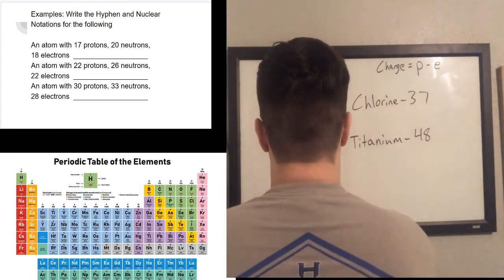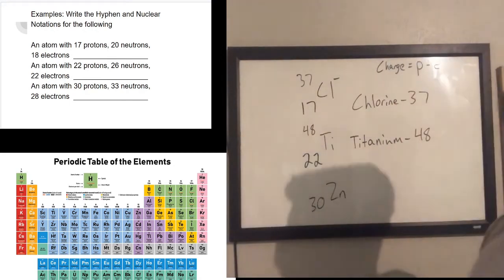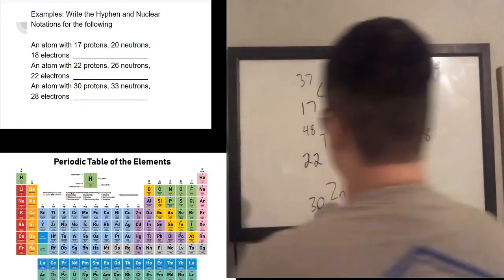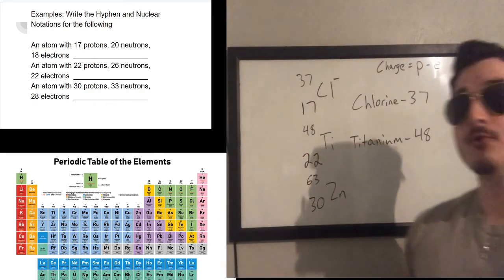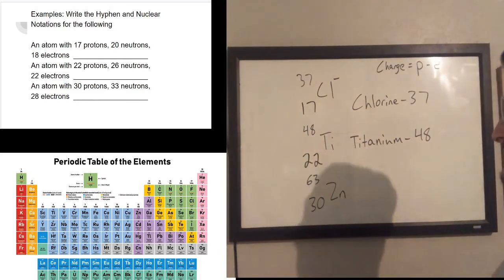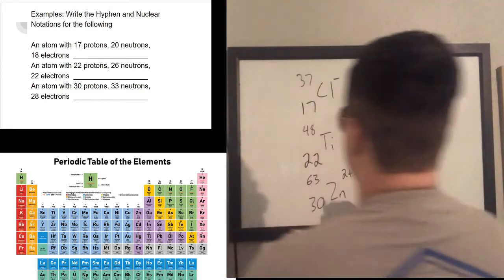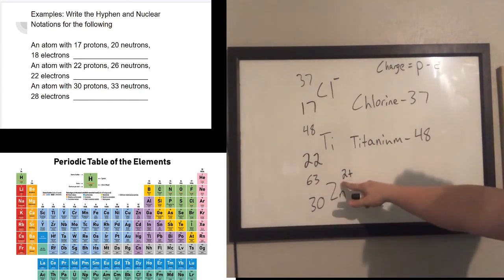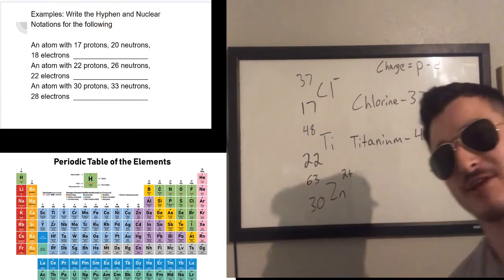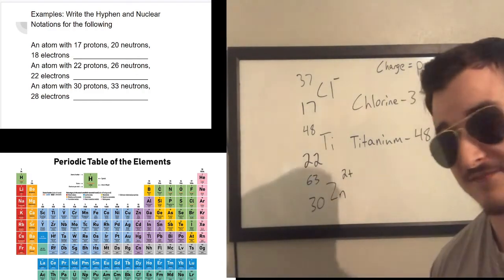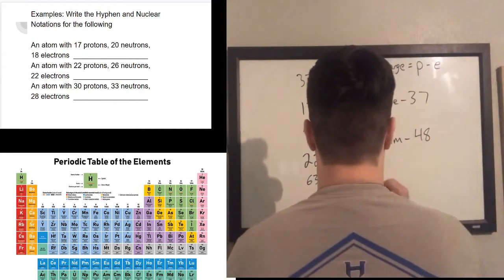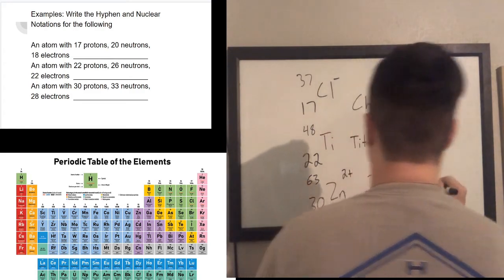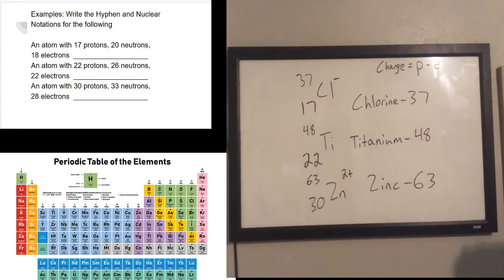All right, in our last example, an atom with 30 protons, 33 neutrons, and 28 electrons. So, atomic number 30. That tells me that the element is zinc. We have 33 neutrons. 30 plus 33 is 63. So our mass is 63. And I've got 2 less electrons than I do have protons, which means I'm going to have a positive charge. And yes, the correct way of writing charges is the number in front of the sign. Not like your professor's really going to care. Your teacher shouldn't care. If they do, the number should go in front. So zinc with a charge of 2+, which means our hyphen notation is going to look like so. And that's how to do nuclear symbol notation and hyphen notation.